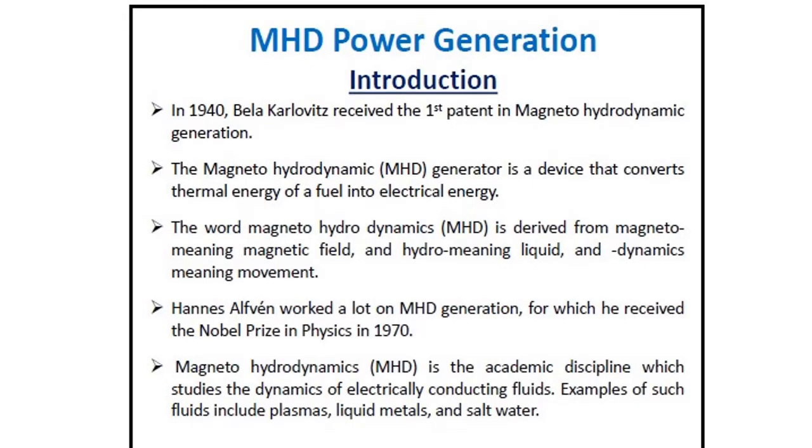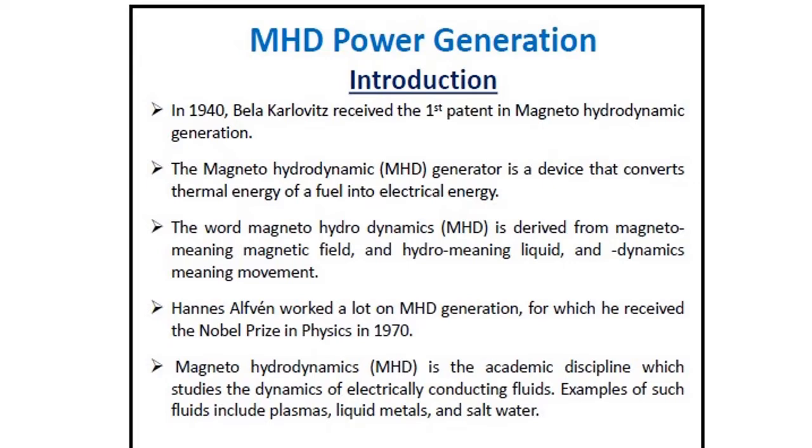So let's see what an MHD system or MHD power generation is. In 1940, Bela Karlovitz received the first patent in magneto-hydrodynamic generation. The magneto-hydrodynamic generator, MHD generator, is a device that converts thermal energy of a fuel into electrical energy. The word magnetohydrodynamics is derived from magneto meaning magnetic field, hydro meaning liquid, and dynamics meaning movement.